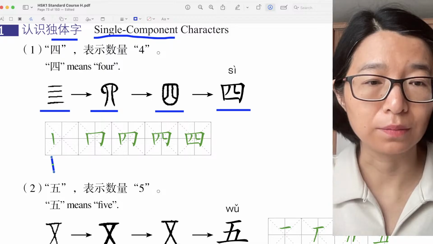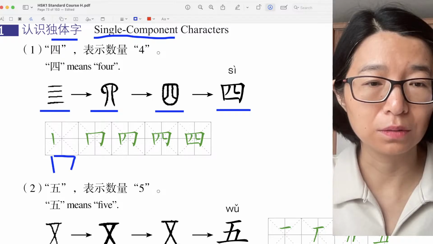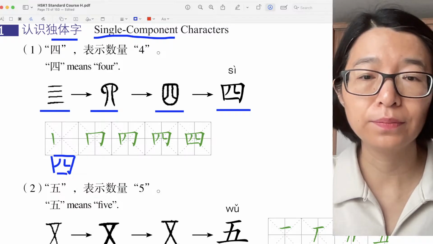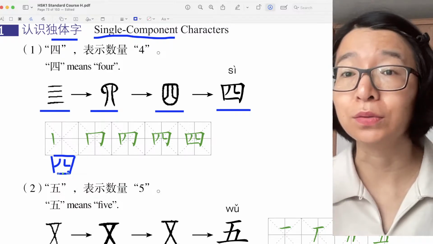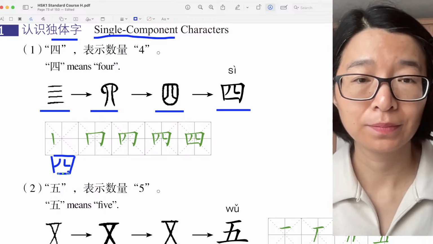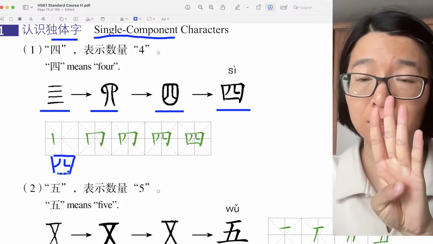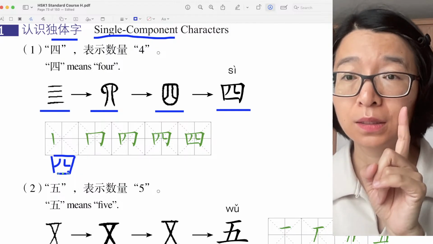Shu, and then 红折钩. Okay, and then 撇竖折, and then 红, to close the door. So you know this character, which means 4. 四.